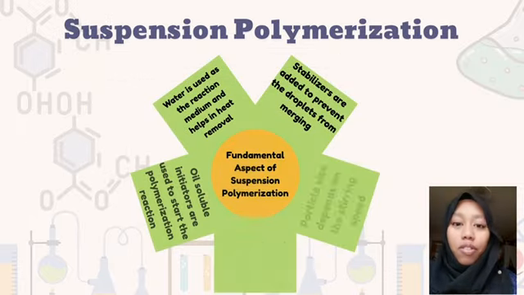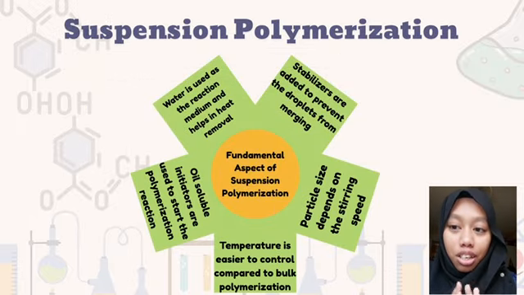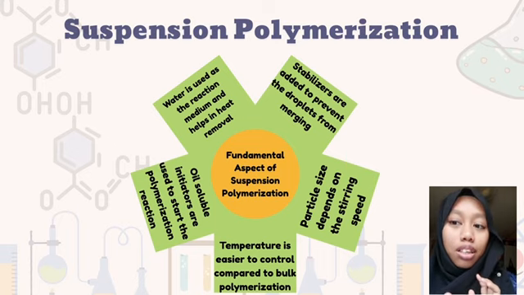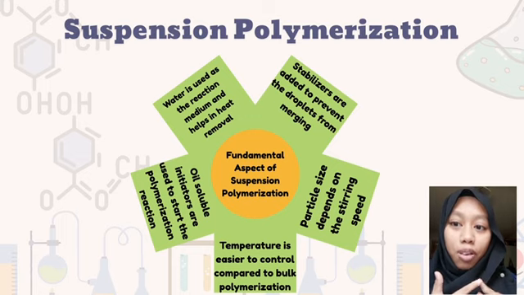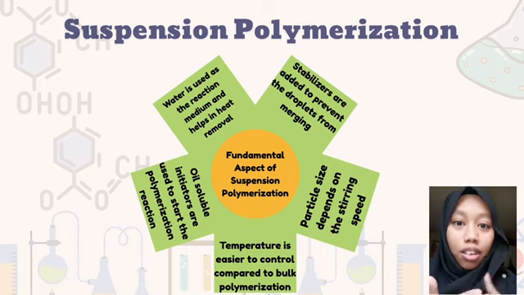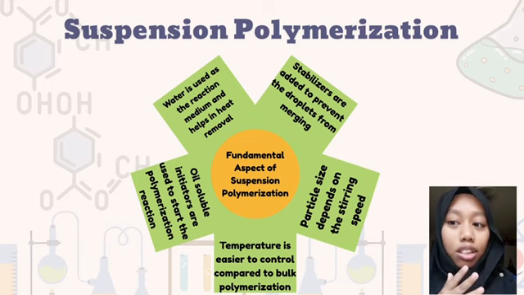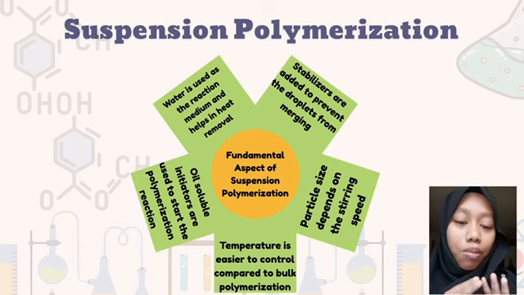So for the fundamentals of suspension polymerization: first, water is used as the reaction medium and helps in heat removal. Second, stabilizers are added to prevent the droplets from merging. Third, particle size depends on the stirring speed. Fourth, temperature is easier to control compared to bulk polymerization. And lastly, oil-soluble initiators are used to start the polymerization reaction.